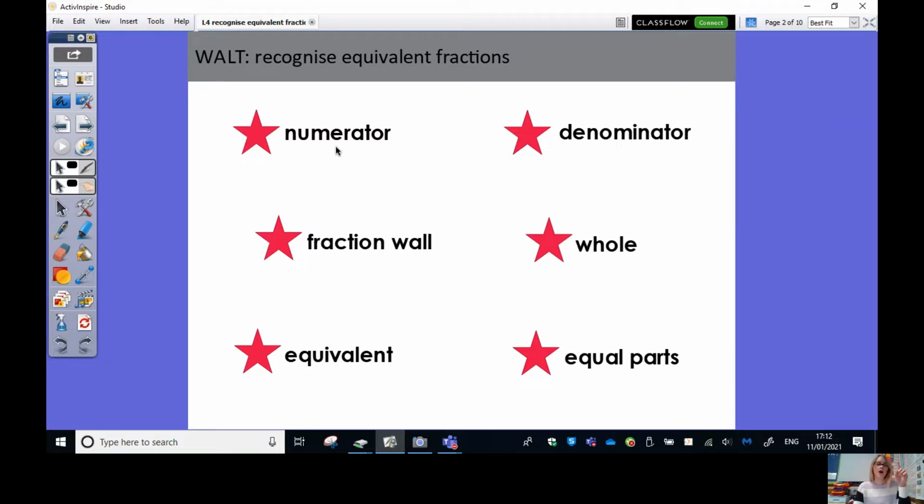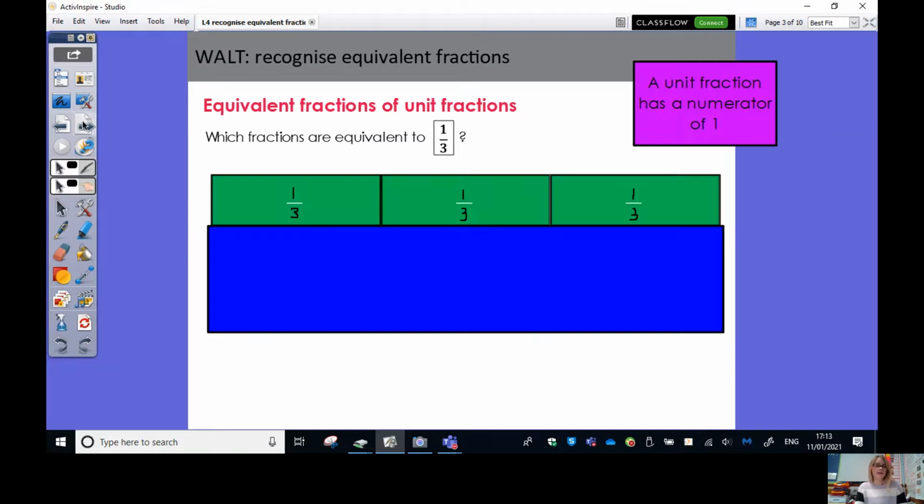So the numerator is the top number on my fraction. It usually tells me how many parts I'm referring to, or how many I've got, or how many wholes I am dividing by. What is the denominator then if the numerator is my top number? Hopefully you know that is then the bottom number. So the denominator is telling me how many parts I have all together, how many are in the whole. And then we've got our fraction wall, which we're going to be using today, same as yesterday. The whole, which is obviously how many are in the whole altogether. Equivalent tells me that they are the same, and then equal parts, all the parts are the same as well, like we just looked at. So let's look at today's learning.